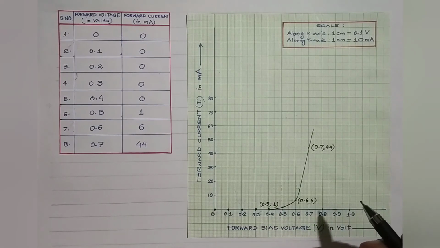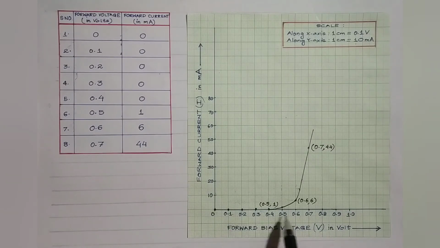So again, I repeat, students, initially when the applied voltage is very low, practically no current flows through the junction diode, right?